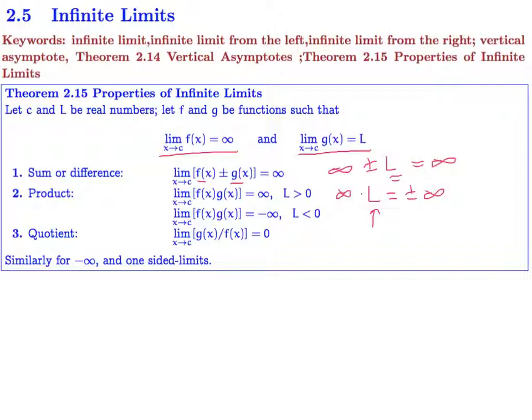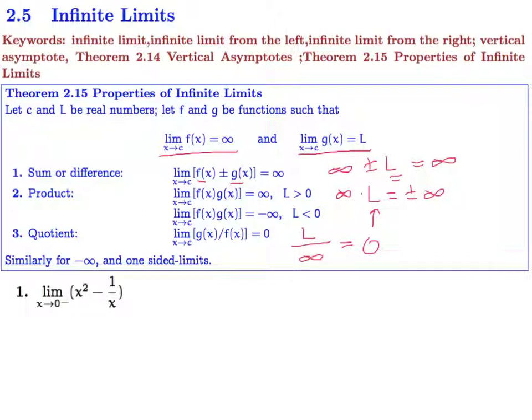And last is our quotient rule. If we take L and try to divide it by a really, really big number, this is going to be 0. That's because if you divide anything by a large enough number, it gets really, really small, so it gets close to 0. Now, these properties also hold pretty similarly for negative infinity and one-sided limits. There are just going to be changes of plus or minus. The big thing with these properties of infinite limits is that a lot of these require a lot more conceptual thought than just substituting and canceling numbers. So let's see some examples.